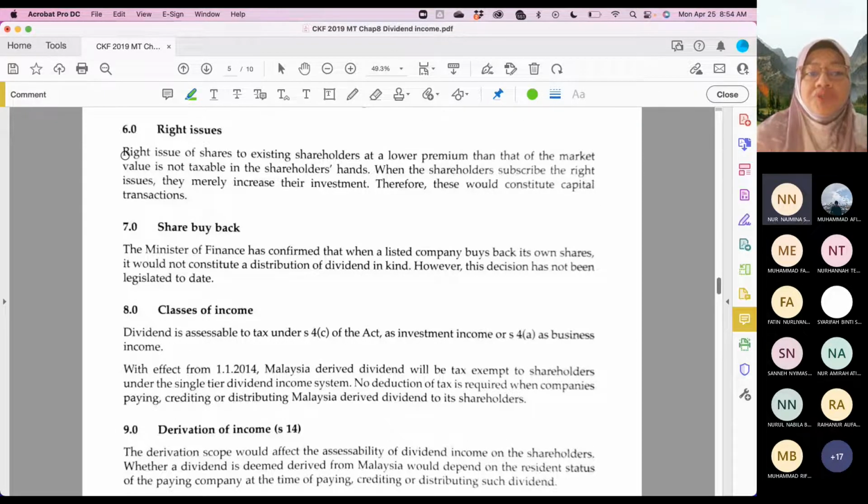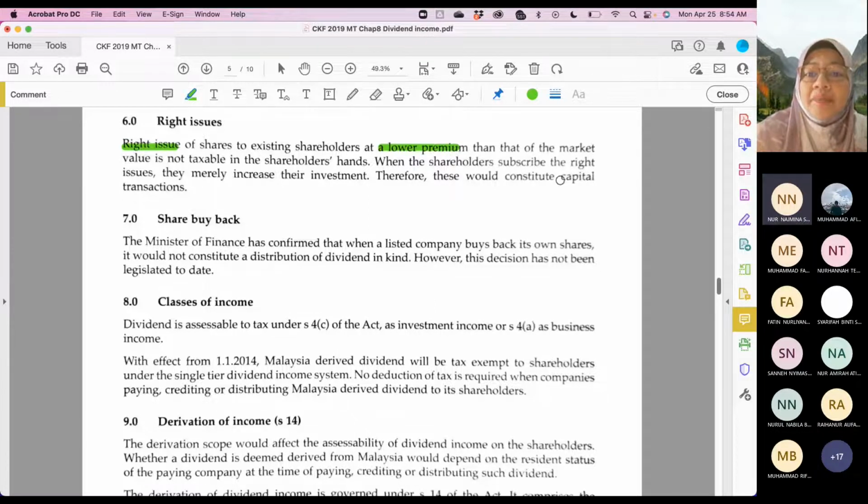What about your rights issue? A rights issue means that existing shareholders are given the option or the right to purchase shares of the company at a lower price. Remember share options under employment income, but that one is given to the employee. This one is given to the shareholders of the company. The rights issue is to purchase at a lower price, and again, therefore, it is a capital transaction. Therefore, it's not taxable.